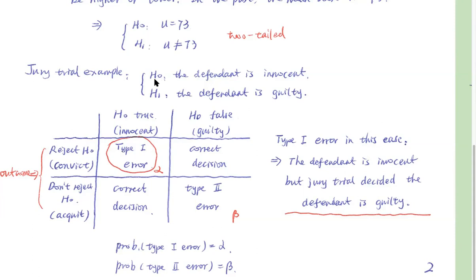H0, in this case, we say the defendant is innocent, so that means it's not guilty. H1, the defendant is guilty, right? So that's H0, H1, and you can see that table here. If H0 is true, that means the defendant is innocent. So that's this column here, everybody.